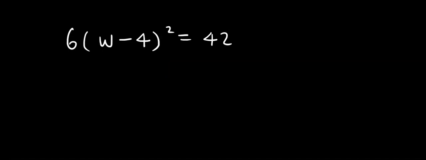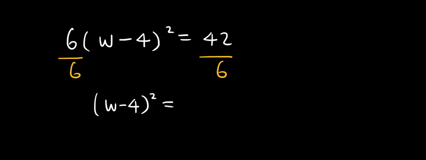6 times open close parenthesis w minus 4 squared equals 42. Let us get rid of 6 by dividing 6 each side. W minus 4 stays in the parenthesis, squared is 6 of 42 divided by 6 gives us 7. Now we're going to take the square root each side. Therefore, we're going to have w minus 4 is positive negative square root 7.